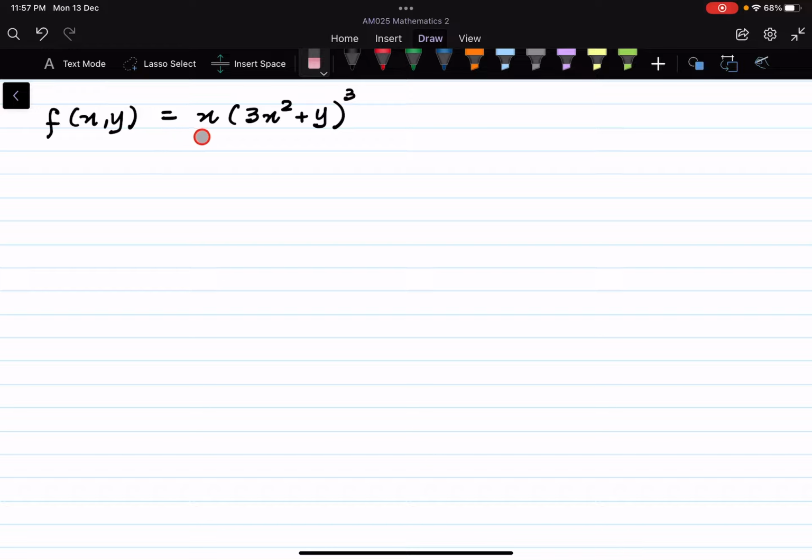f(x,y) equals x times (3x squared plus y) to the power of 3. To differentiate with respect to x, we are going to use the product rule because we have x terms in both u and v. So using the product rule, f_x equals u v prime plus v u prime.